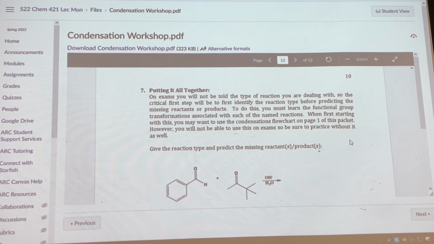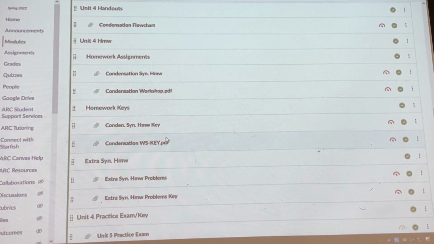On the exam, I'm not going to tell you, give me the product of this Claisen condensation. I'm just going to give you a whole string of these reactions, and you're going to have to do just what this example does, where you have to first recognize the reaction type and then predict the product of it. So this is just a bunch of practice if you want it. There's also a key for this, so you can check yourself.